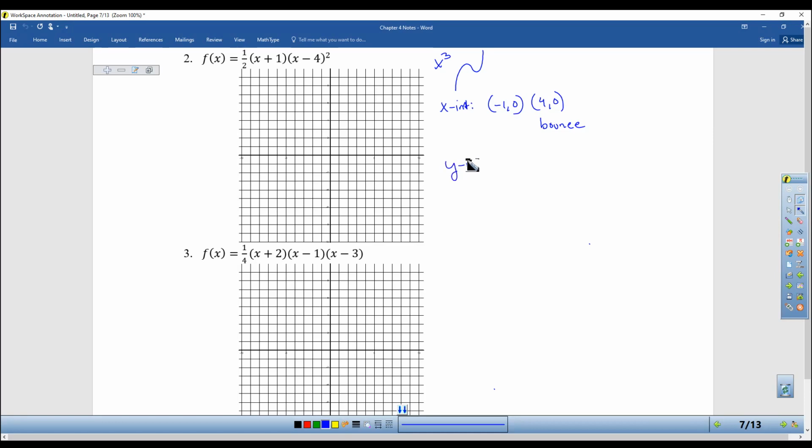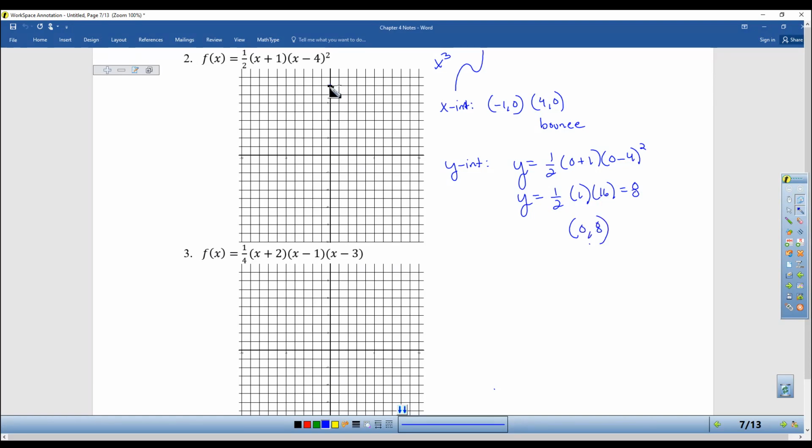My y-intercepts are when x is equal to 0. So I'm going to go ahead and plug that in. y is equal to 1/2 times (0 plus 1)(0 minus 4) squared. y is equal to 1/2 times 1 times 16, which is 8. So when x is 0, y is 8.